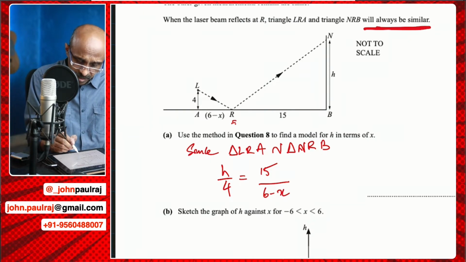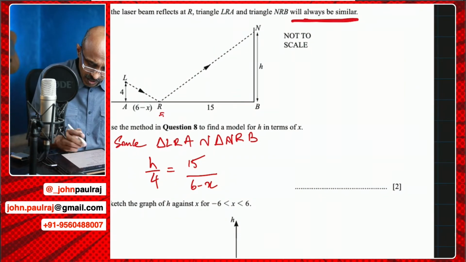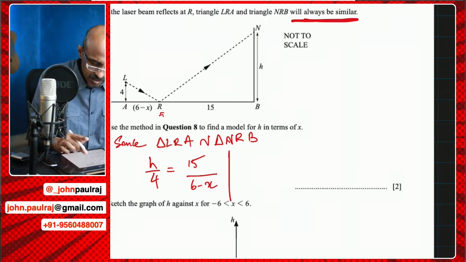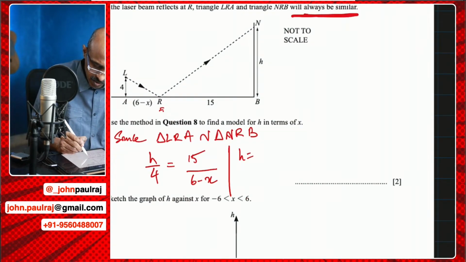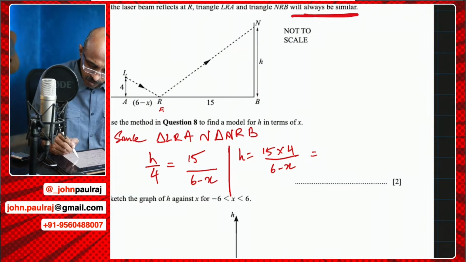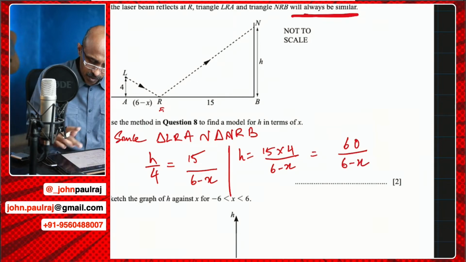And we want to find a model for H in terms of X, so we can just rearrange the terms just as we did in this particular question. We can say H must be equal to 15 times 4 over 6 minus X, and 15 times 4 is 60, so 60 over 6 minus X. That's H. That's the model.